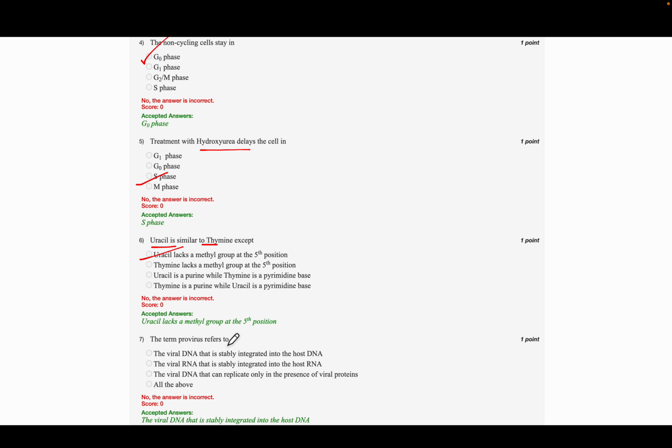The term provirus refers to, the options are: the viral DNA that is stably integrated into the host DNA, the viral RNA that is stably integrated into the host RNA, or the viral DNA that can replicate only in the presence of viral proteins. So the answer is provirus. We have heard the name prophage, where the genetic material of a bacteriophage gets inserted into the genome of bacteria. The provirus is like that, where the viral DNA is stably integrated into the host DNA.